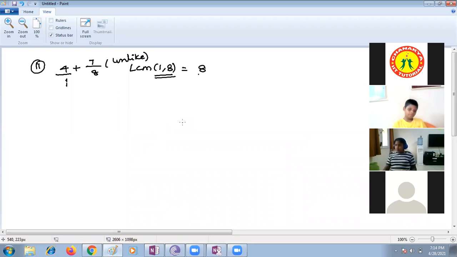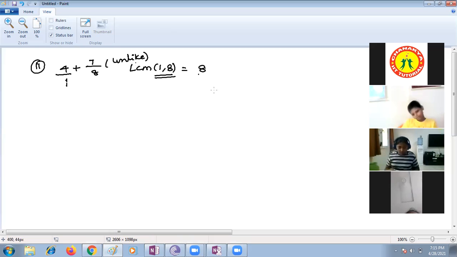Sahit, please, what is the LCM of 1 and 8? Children, remaining students, please start working on your sums. Ma'am, the LCM of 1 and 8 is going to be 8, ma'am. Yes. So, LCM is 8.